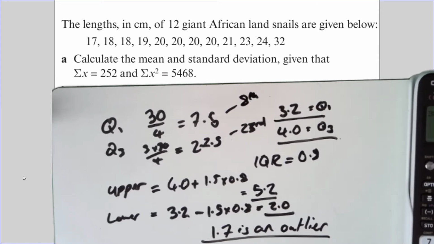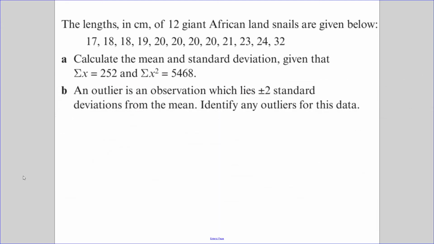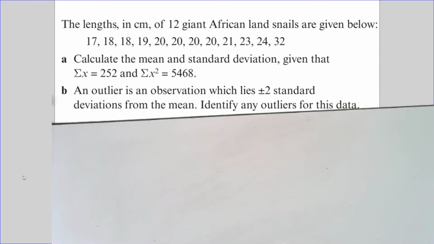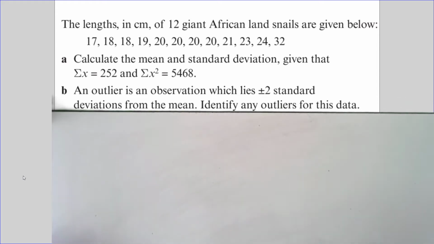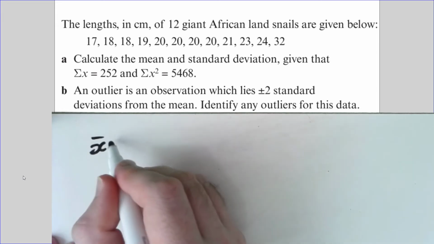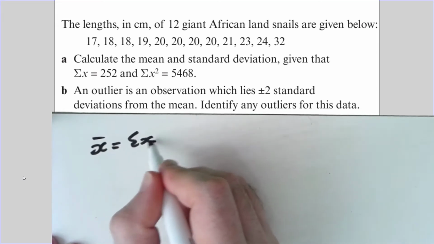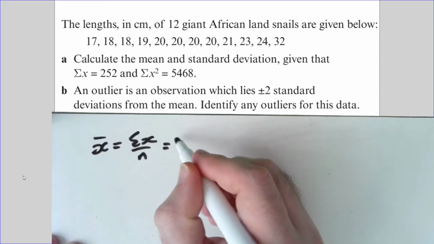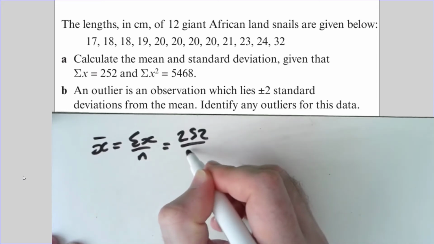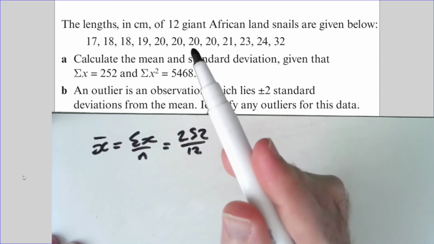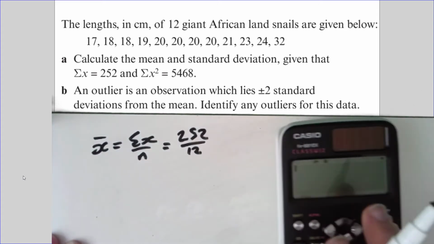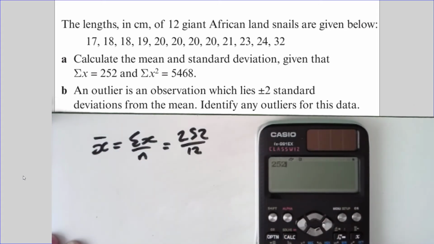Okay. Moving on to this next example. This next example asks us to use mean and standard deviation. So the first thing we have to do is calculate our mean and standard deviation. If you remember for our mean, we have x bar is equal to sigma x over n, which is 252 over 12, because we get told there are 12 African land snails in here. So we get 252 divided by 12, which is 21.